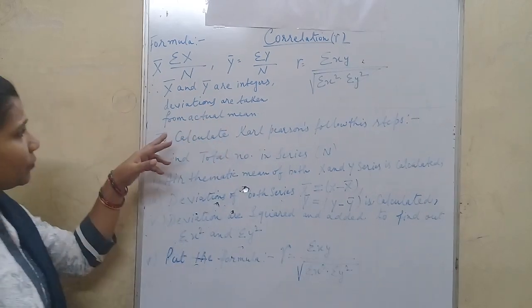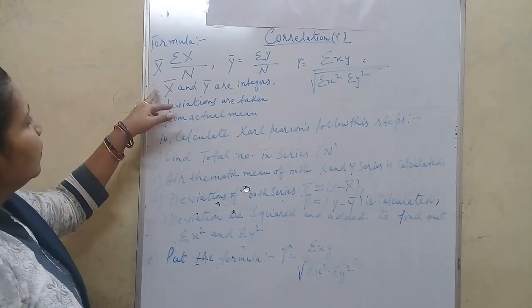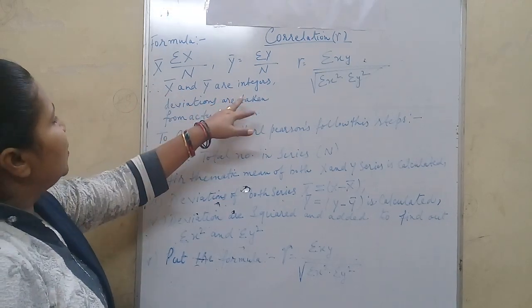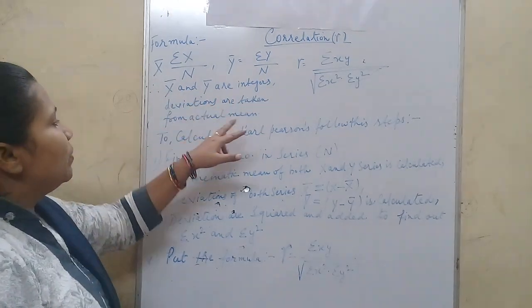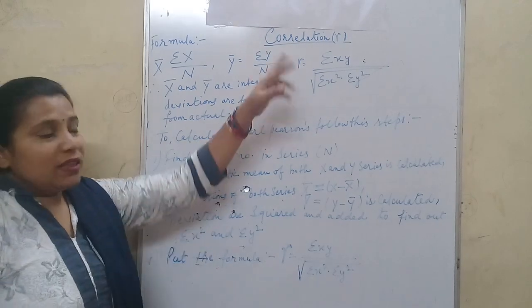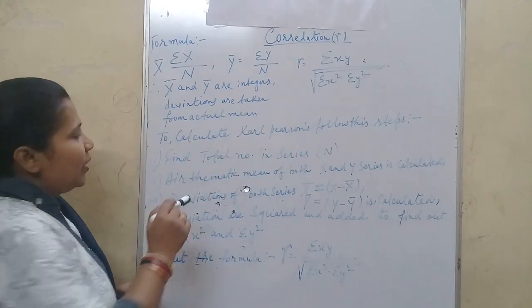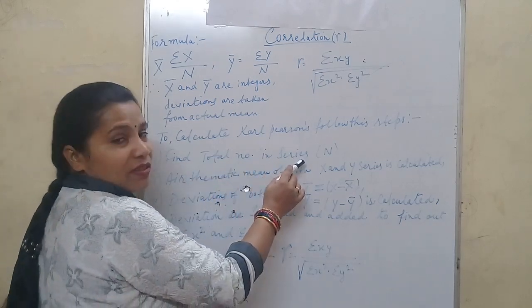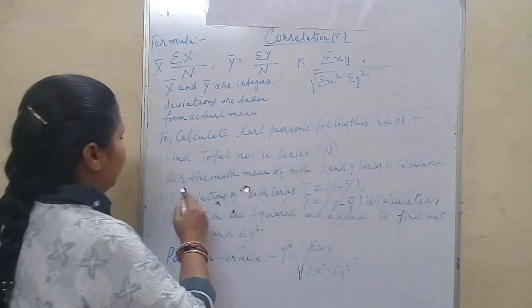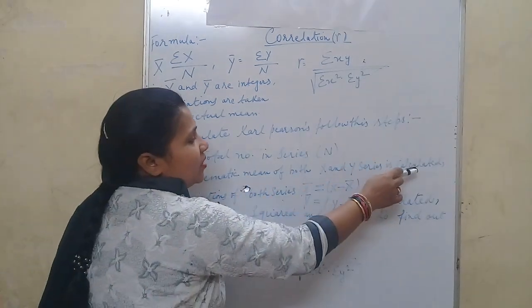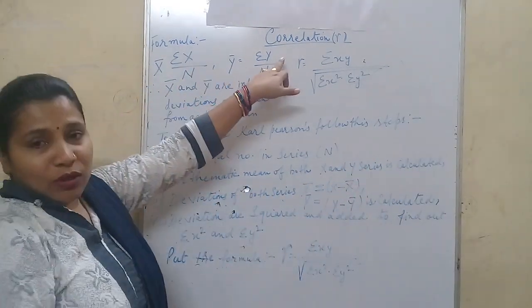Now, mean are integers, deviation are taken from actual means. To calculate this, we have to follow the following steps. First of all, we have to find total number in series, means n. Next, arithmetic mean of both x and y series is calculated by these formulas.